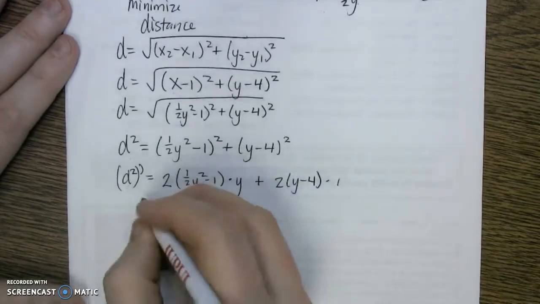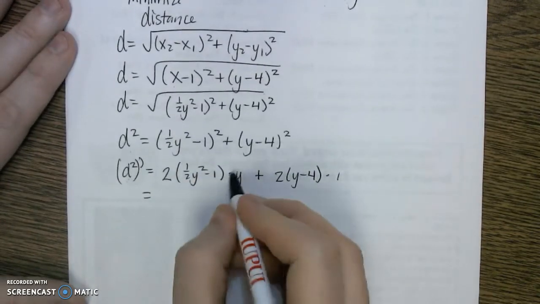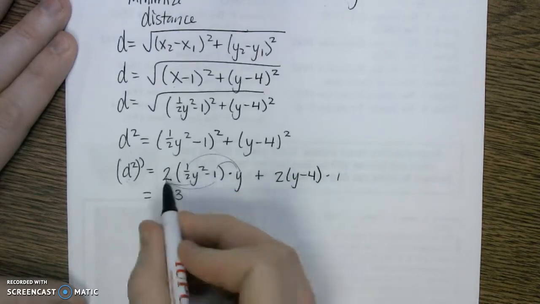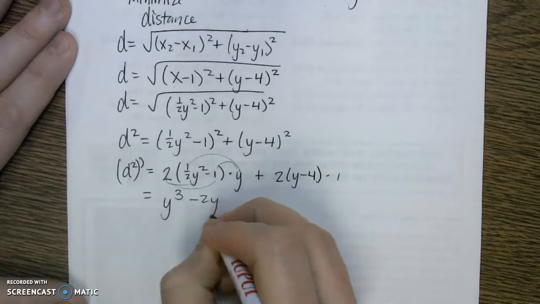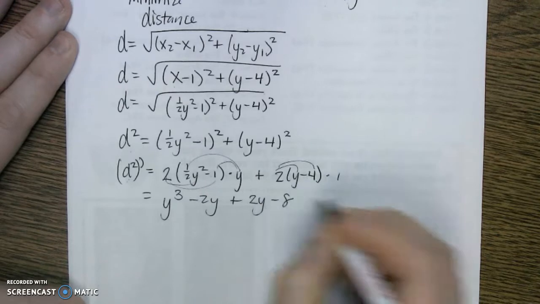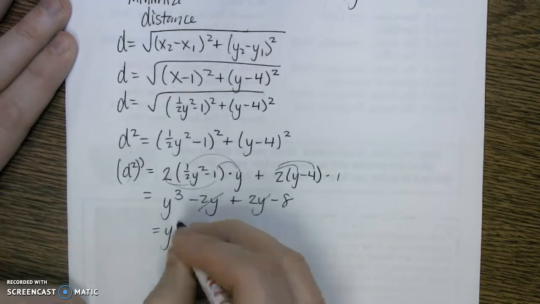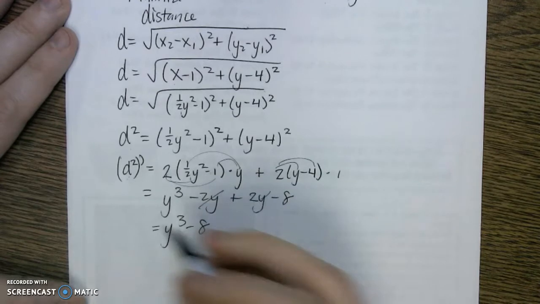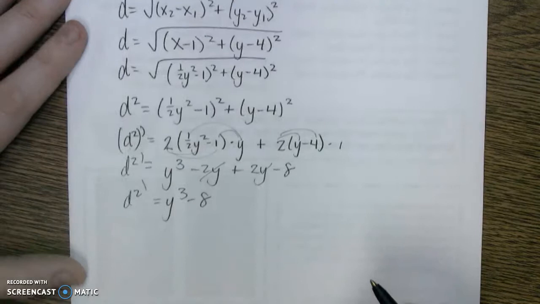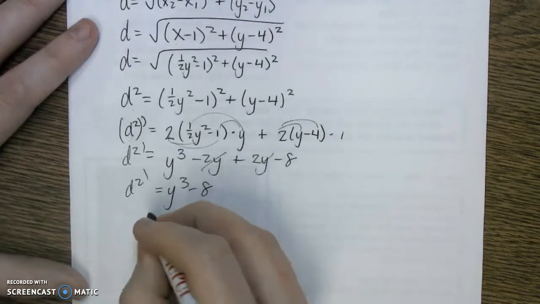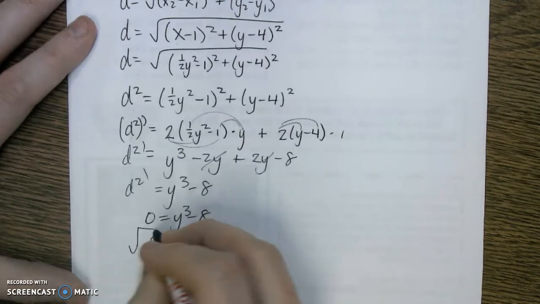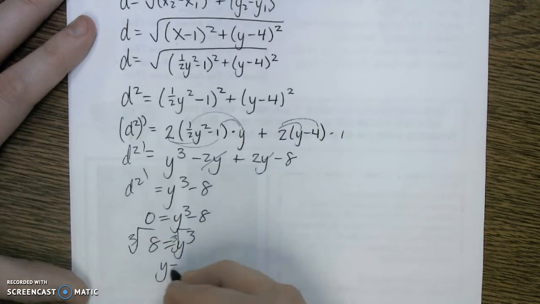And then let's simplify this. If I bring in my y and my 2, I'm going to have y cubed minus 2y plus, if I bring in the 2 and the 1, I get 2y minus 8, and my 2y's cancel. So that's my derivative for distance squared. And to minimize my distance squared, I need to set that equal to 0. So if I add 8 to the other side and take the cube root, I get 2.